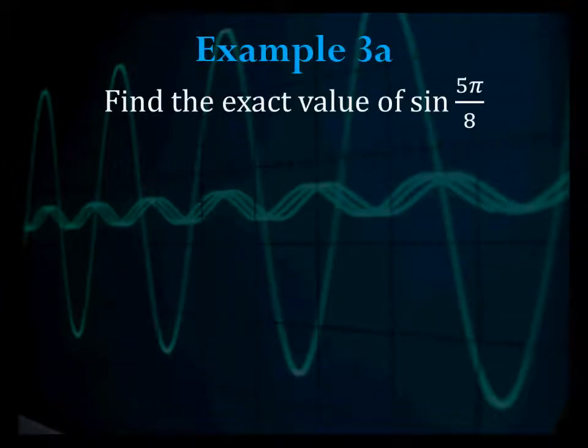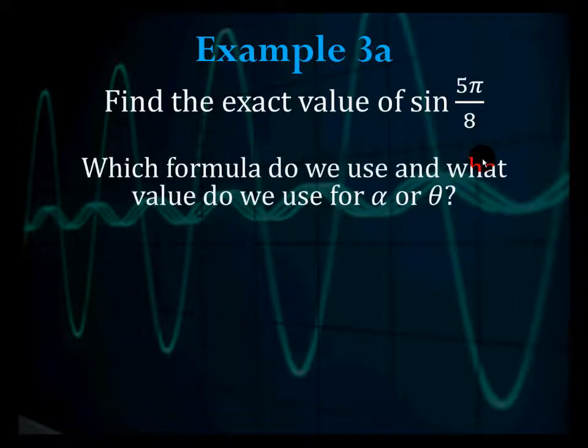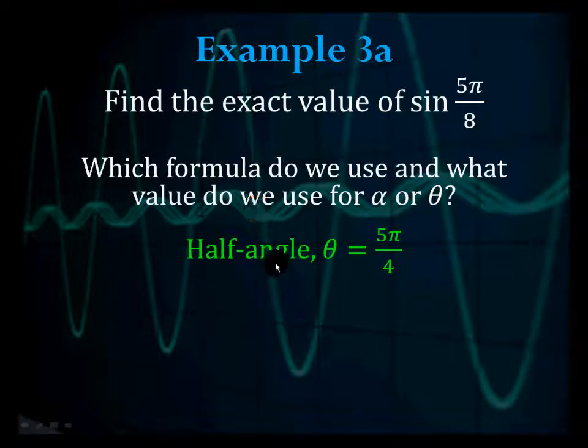Let's go to example 3a. Find the exact value of the sine of 5 pi over 8. So, what you're going to have to do is use either a half angle or double angle formula and figure out what theta or alpha is that you can solve it from using the exact values of what you know. So, which formula do we use, and what value do we use for alpha or theta? Well, we're going to use the half angle formula, and we're going to use theta as 5 pi over 4, because any multiple of pi over 4 we know the exact sine or cosine of, because they're the equivalent of some multiple of 45 degrees.